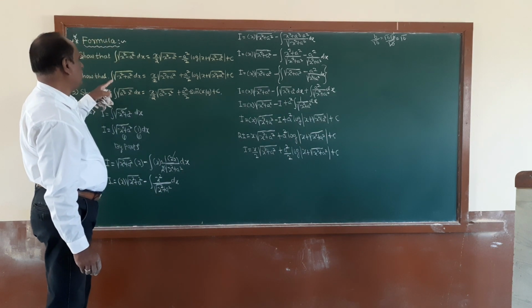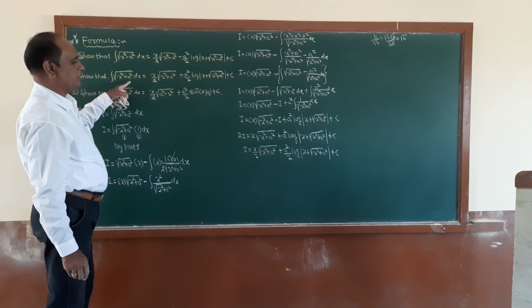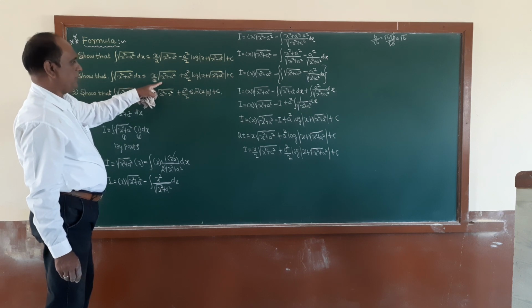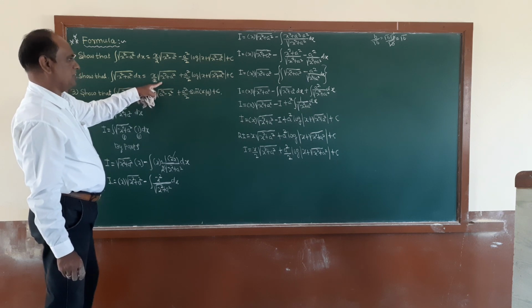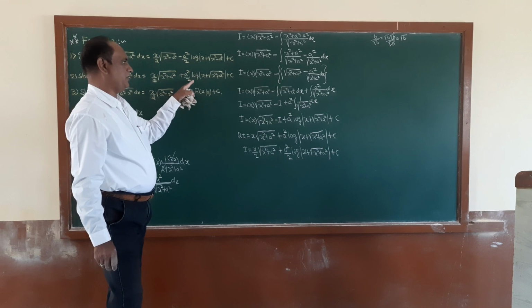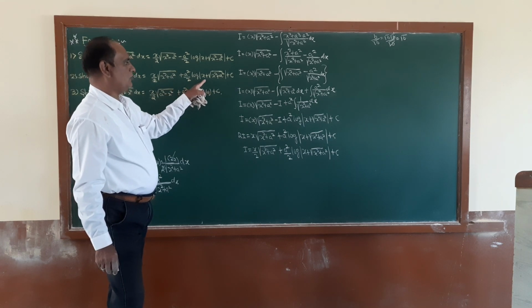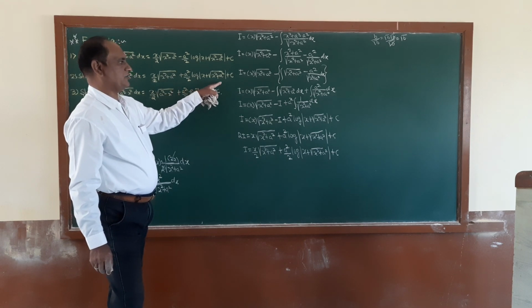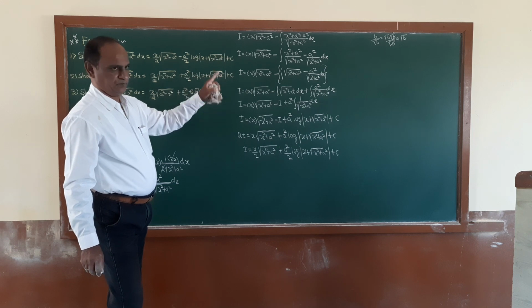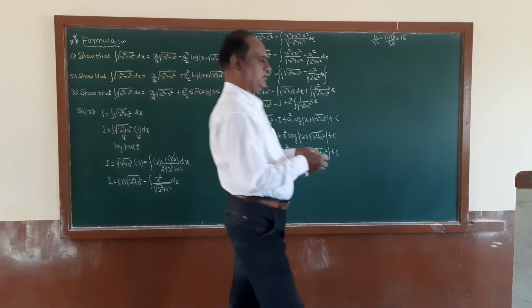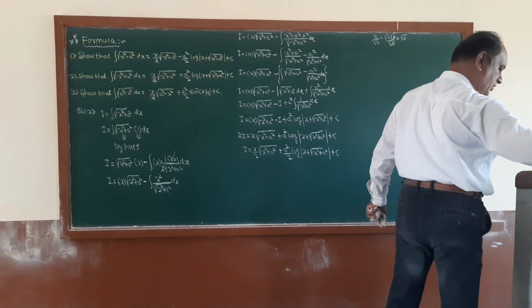Integral of root of x square plus a square dx means x divided by 2 root of x square plus a square, plus a square divided by 2 log of mod of x plus root of x square plus a square, plus c. Then come to the last one, that is the third one.